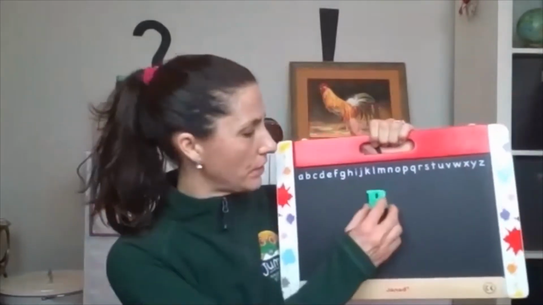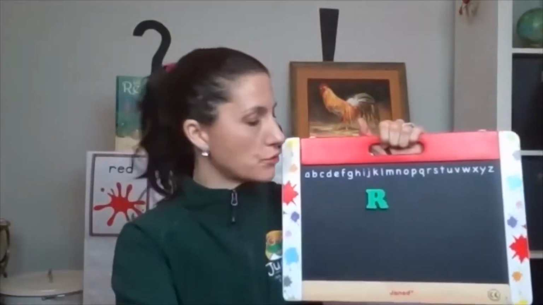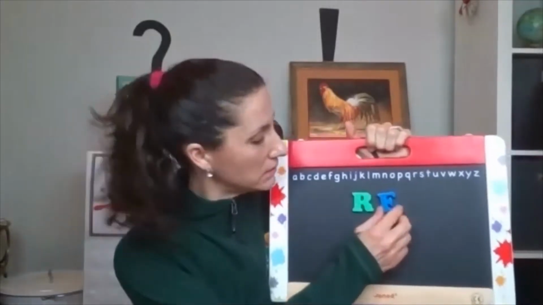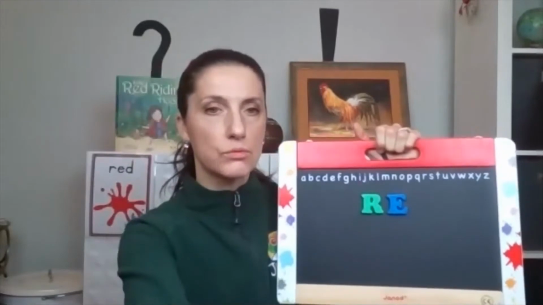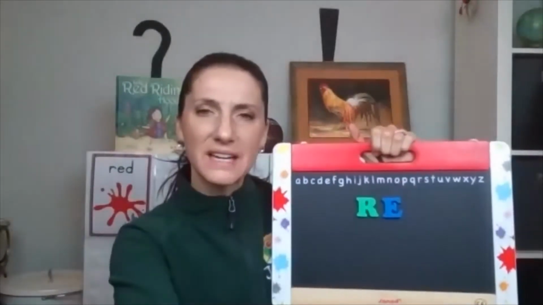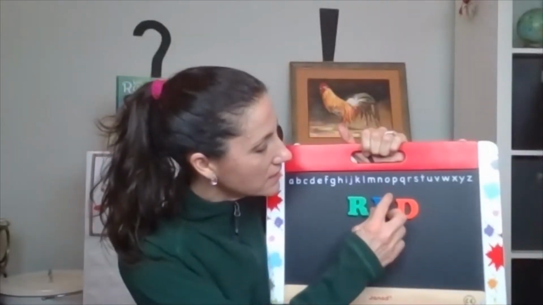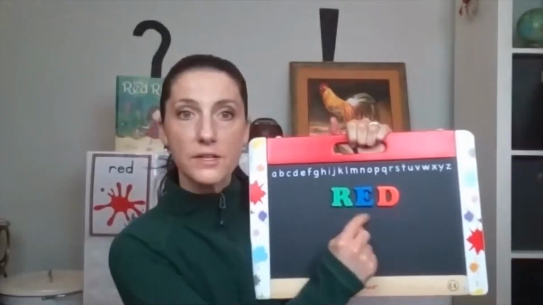So why don't we spell that, okay? So the letter of the week is R, so if we want to spell red, it's R, because E sounds like E, red. What letter sounds like D? D sounds like D. So we have red. Red starts with R.